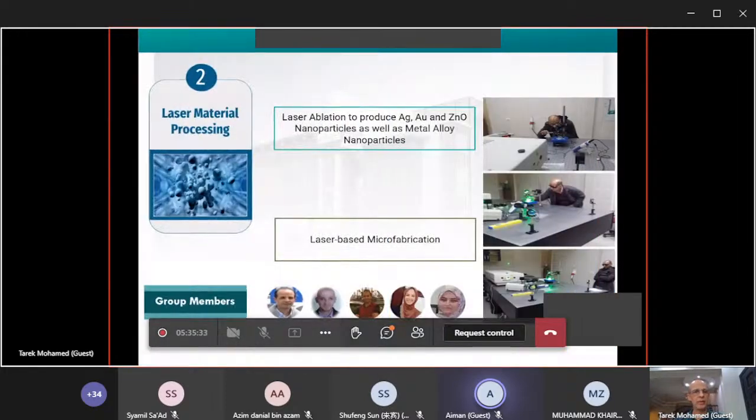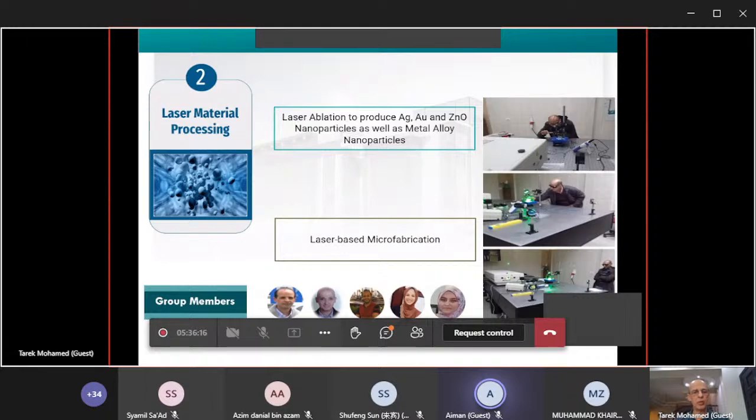For example, we have laser material processing. We do some nanoparticles. We try to use the nanosecond YAG laser to control the size, shape, and concentration of some nanoparticles like silver, gold, and zinc oxide. And we are currently trying to do metal alloy nanoparticles. These nanoparticles have different applications, like antimicrobial and antibacterial effects. Once we create them, the biology group uses them in biological applications and also in medical applications at the institute.